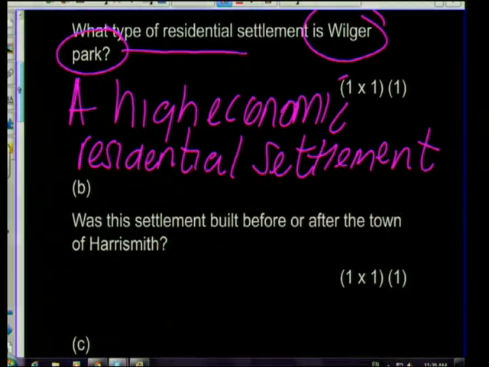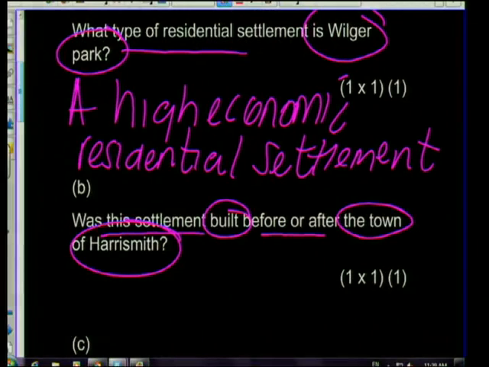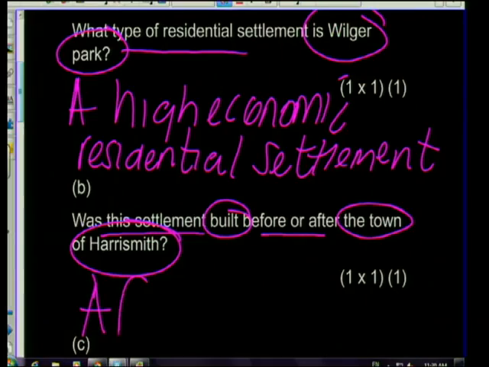Question B. Was the settlement built before or after the town of Harrismith? How do we know it was built after? Because we've already established that Harrismith is the oldest settlement. The original inhabitants of a settlement generally settled where the CBD occurs. So it stands to reason that Volga Park developed as a residential suburb after the development of Harrismith. So the correct answer is after.